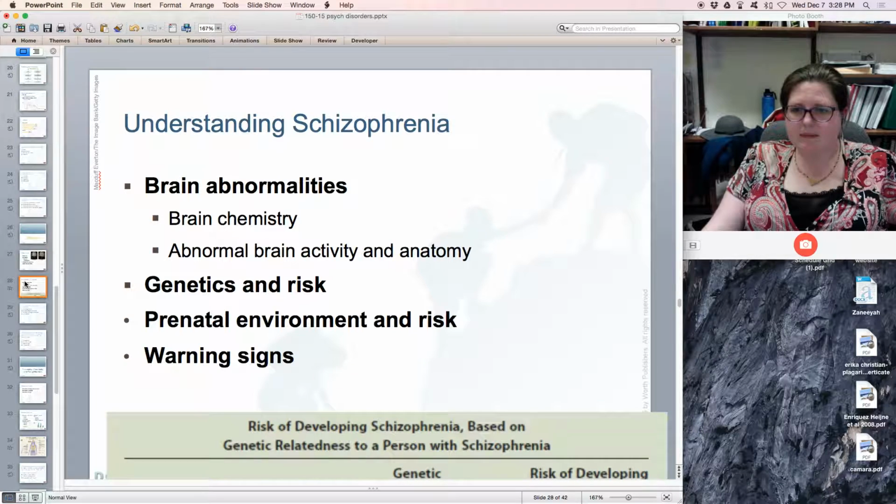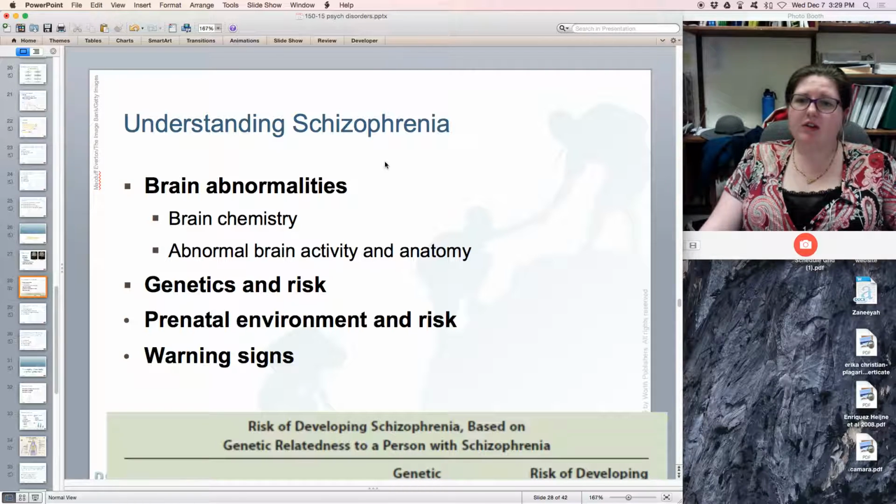Okay. So we know that for schizophrenia, there are some brain abnormalities. There are some things that are different. So I just showed you some of the structural differences, which is the anatomy. There are also some differences in the brain chemistry, the hormones. We know that dopamine is very connected to schizophrenia. And then we also know in general there's some abnormal brain activity.